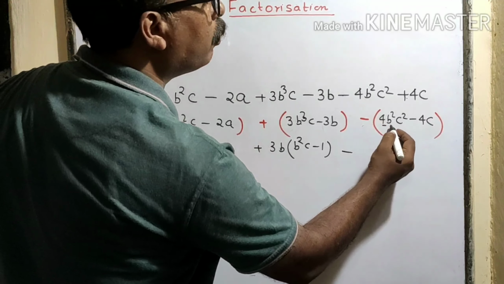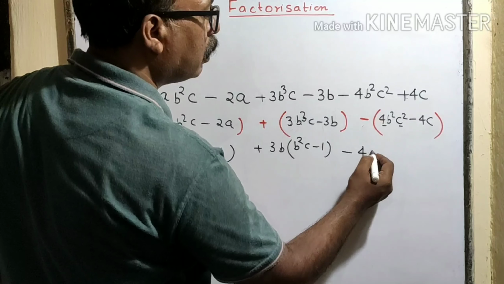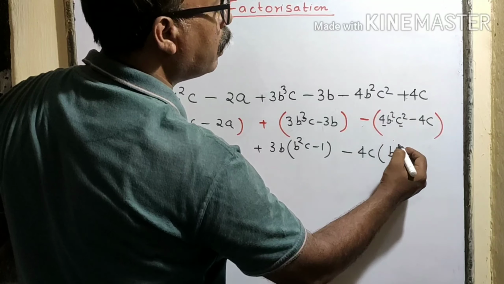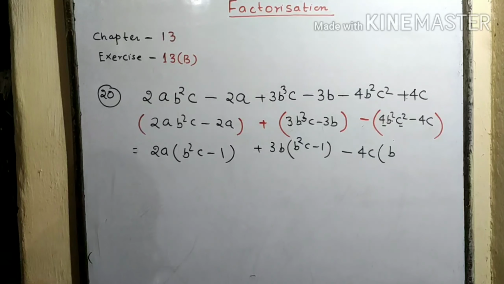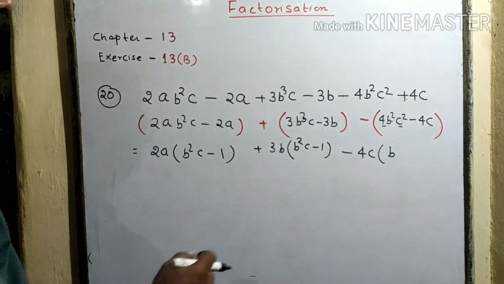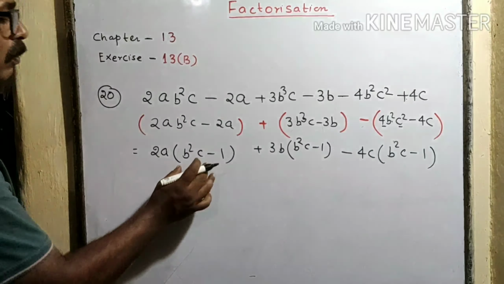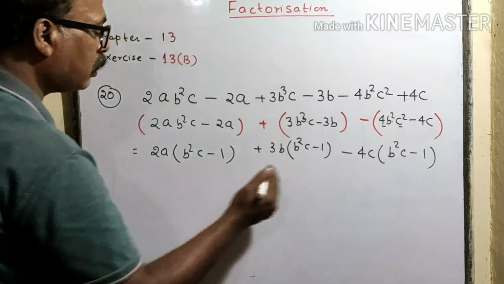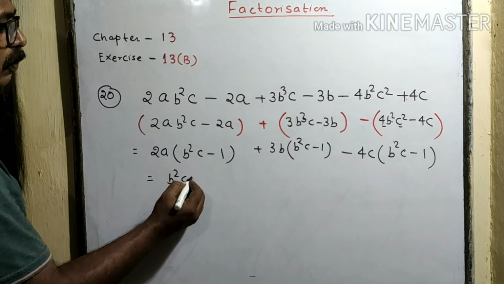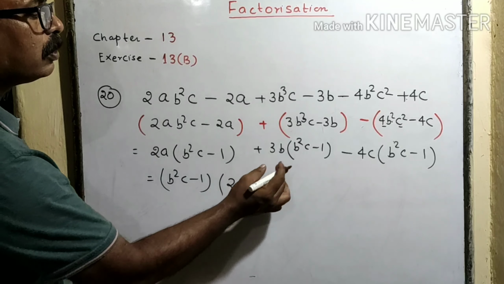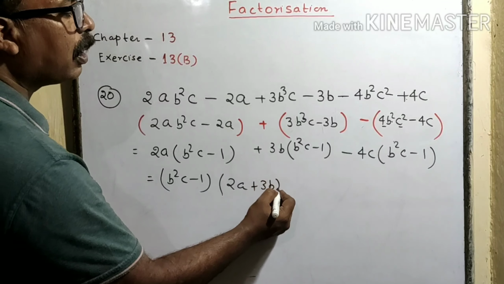And here we'll take 4c as common, 4 and 1c. So b has gone, so it is b square c. Maybe while writing I have written the answer. 4c we have taken. So it is b square c minus 1. So b square c minus 1 is common. So we'll take out b square c minus 1 as common. So this will give you 2a, this will give you 3b, and this one gives you 4c.